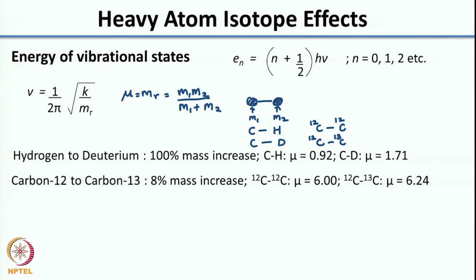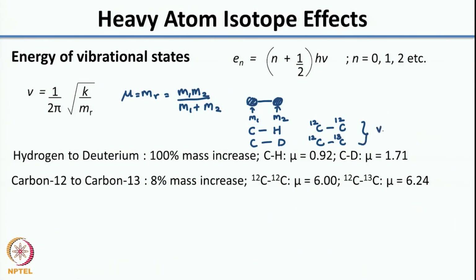So this is a pretty large difference. Whereas if you compare carbon 12, here you have 6 versus 6.24. So the increase in mass is not significant as compared to hydrogen deuterium. And if you look at this equation, this is what dictates the zero point energy difference between CH and CD, and in this case C12C12 versus C12C13.